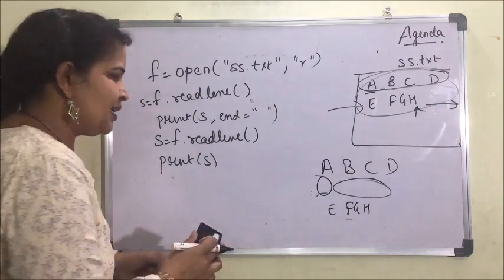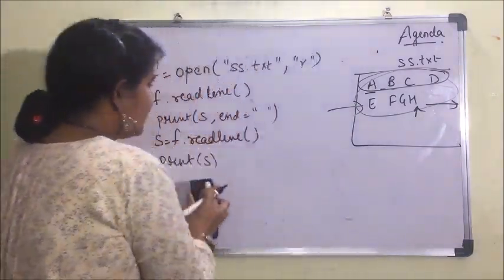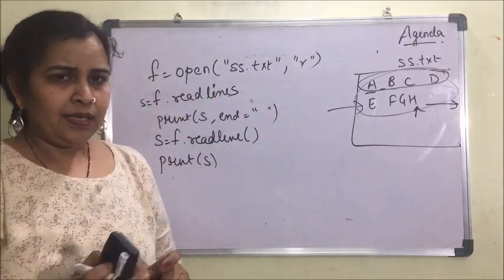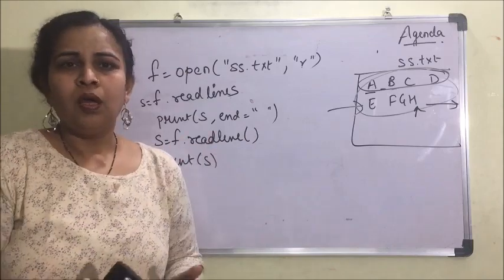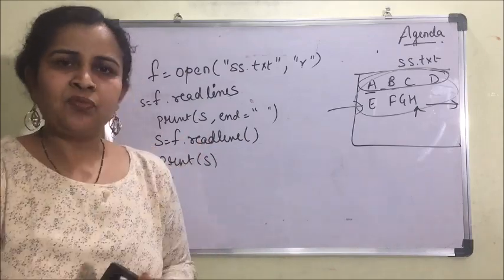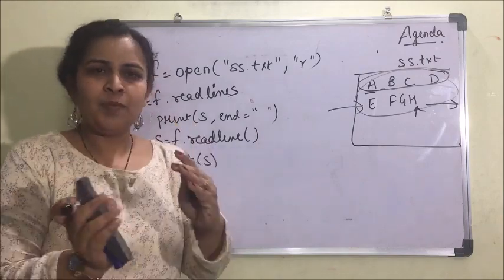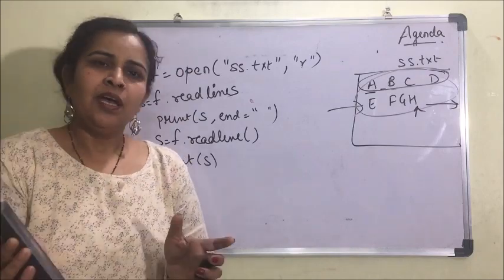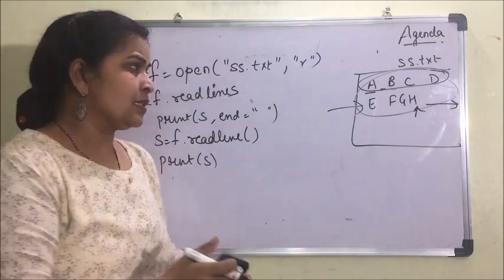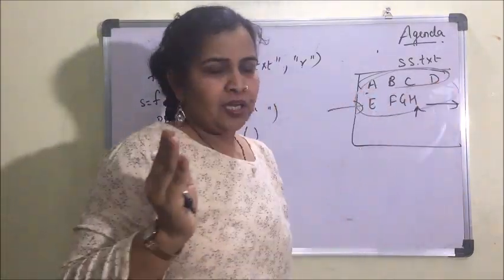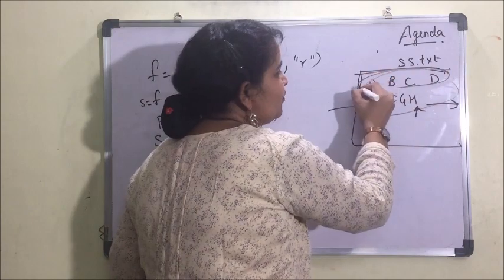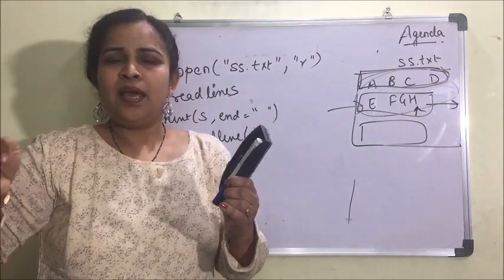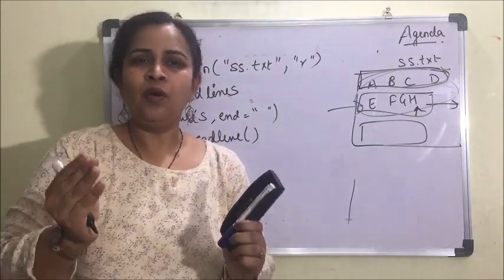Then comes readlines. Suppose I am using this readlines. The difference between readline and readlines is that it will read the whole text file, and the text in the file will be converted in the form of a list with all the newline characters and special characters, whatever you are using, appended and read as it is. So in this case, it will be converted to a list, and the first element of the list will be this, second will be this, third will be this, and so on. So each and every line will be converted to an element of the list.